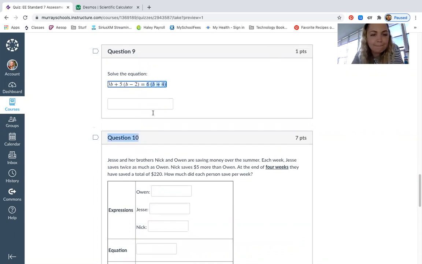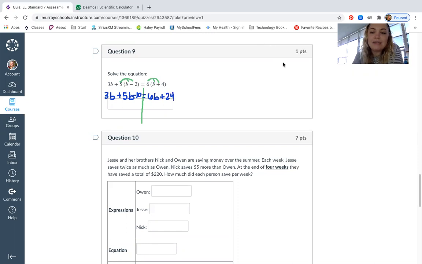Okay. Oh man, every stinking time. Okay, on this side, I'll distribute the 6. On this side, I'm distributing a 5. Lots of distribution here. So I have 3b plus 5 times b is 5b plus 5 times negative 2 is negative 10. On the other side, 6 times b is 6b. 6 times 4 is 24.